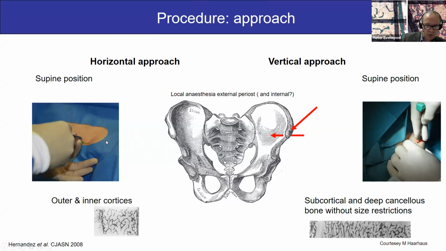Before performing the bone biopsy, you need to anesthetize the periost. At least what we do in Leuven is we only anesthetize the outer external periost. We don't anesthetize the inner periost. I do know other nephrologists performing both the outer and the inner anesthesia, but in my experience, I think patients could have more pain from the anesthesia than from the needle advancing through the bone. So we only anesthetize the external periost.